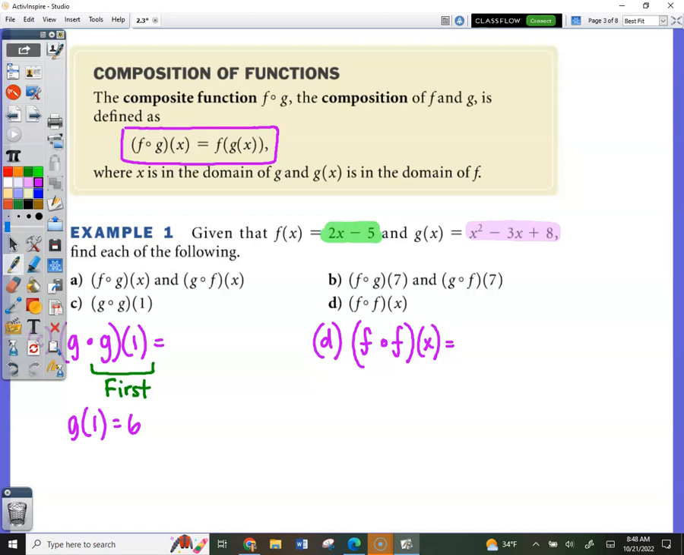Okay, now, color coordinate, you're now taking what you just found. You found g of 1 to be 6. So take that and now find whatever this letter is of that answer. Now find g of 6.